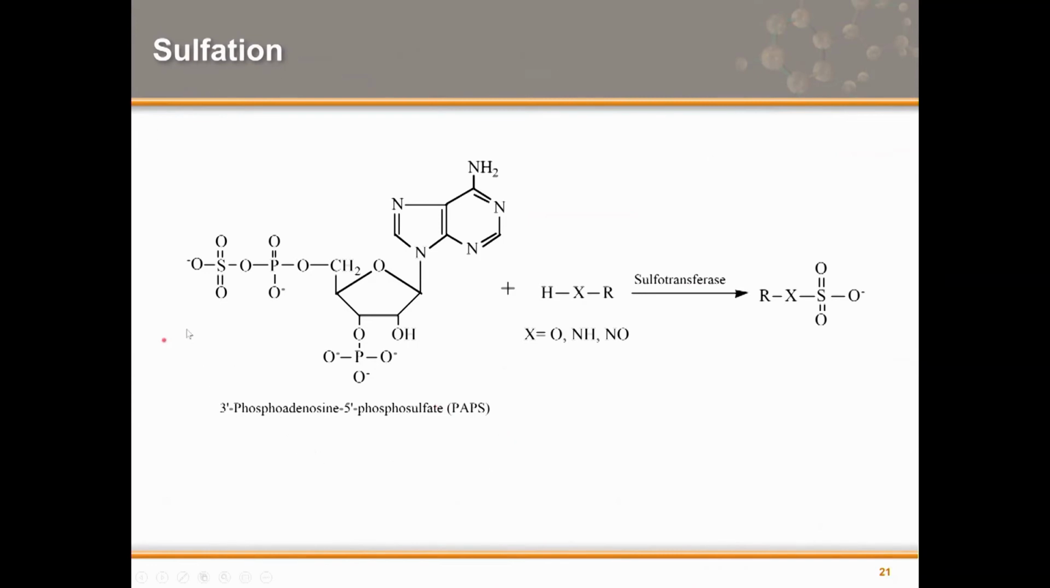And the sulfate group over here will be transferred to the nucleophilic site on the drug to form this sulfate conjugate. This is catalyzed by sulfotransferases, and similar to glucuronide conjugates, these sulfate conjugates are going to be highly charged at physiological pH.